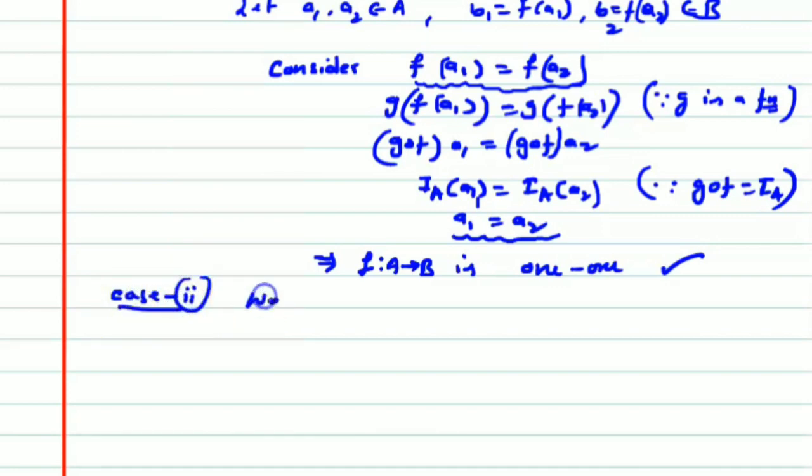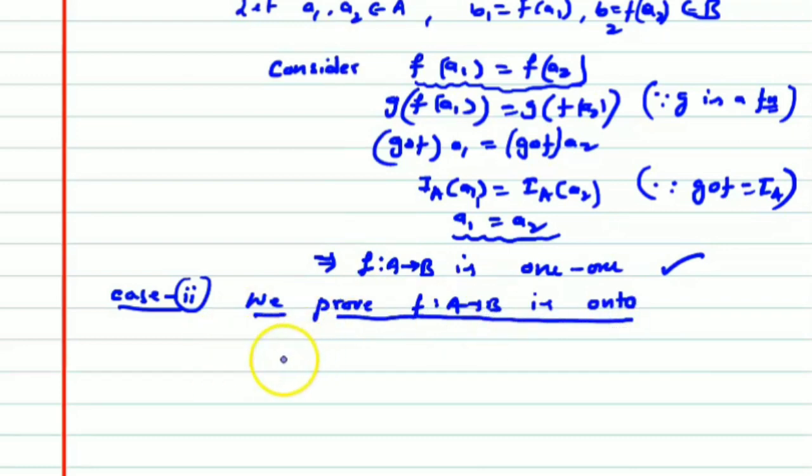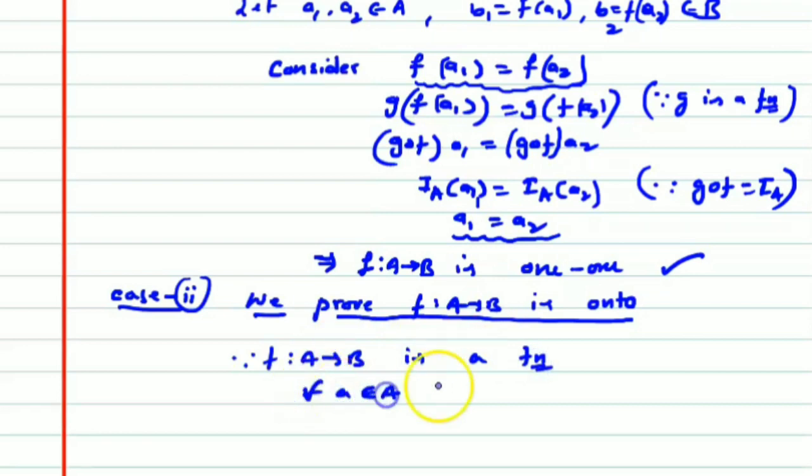In case 2, we prove f mapping from A to B is onto. Since f mapping from A to B is a function, for each a belongs to A, there exists b belongs to B such that f of a is equal to b.